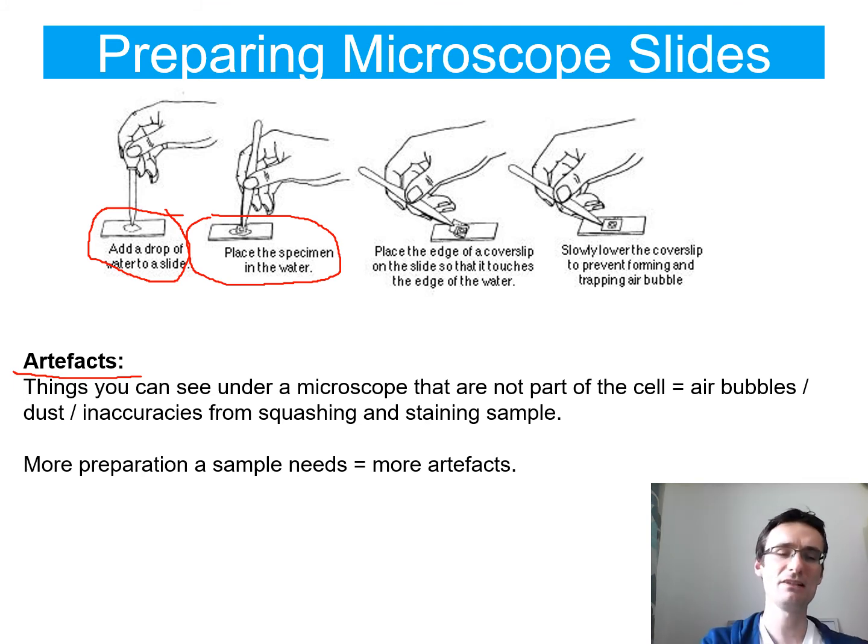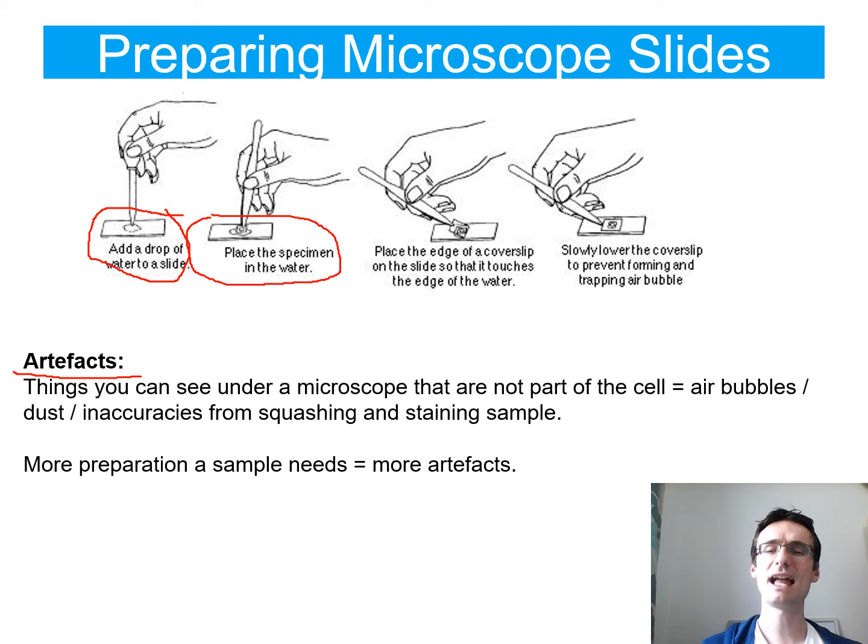So it might be when you've squashed a bit of onion slide, it's folded over itself, and you think it looks like something that's important, but it isn't. And basically, the more preparation a sample needs, the more artifacts you tend to get. So electron microscope slides tend to have a lot of artifacts.